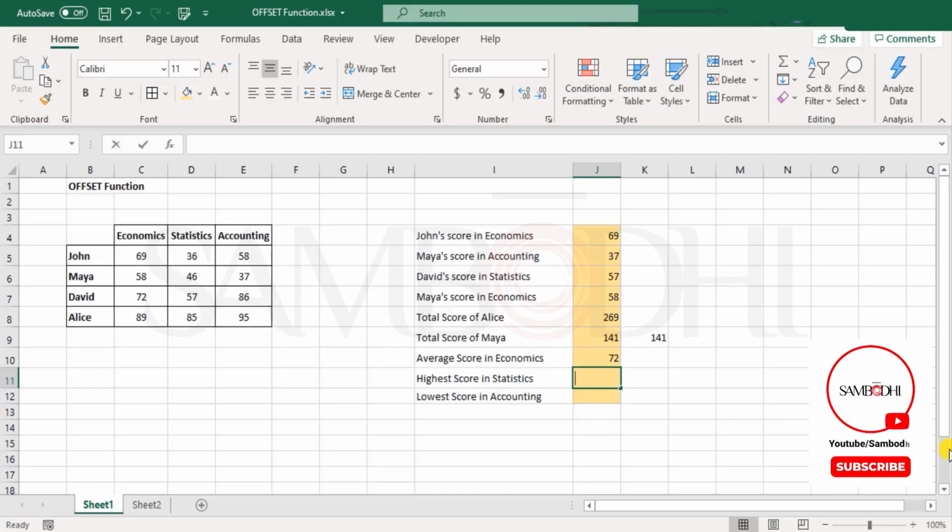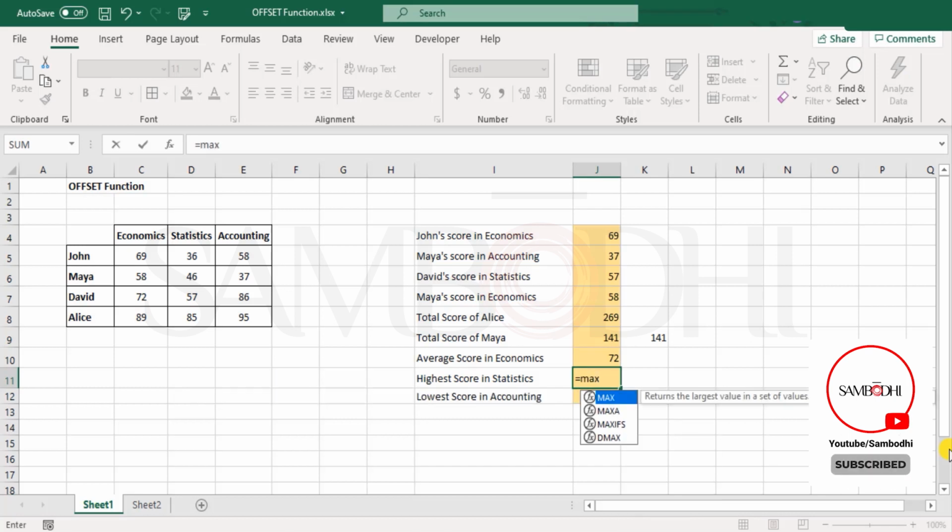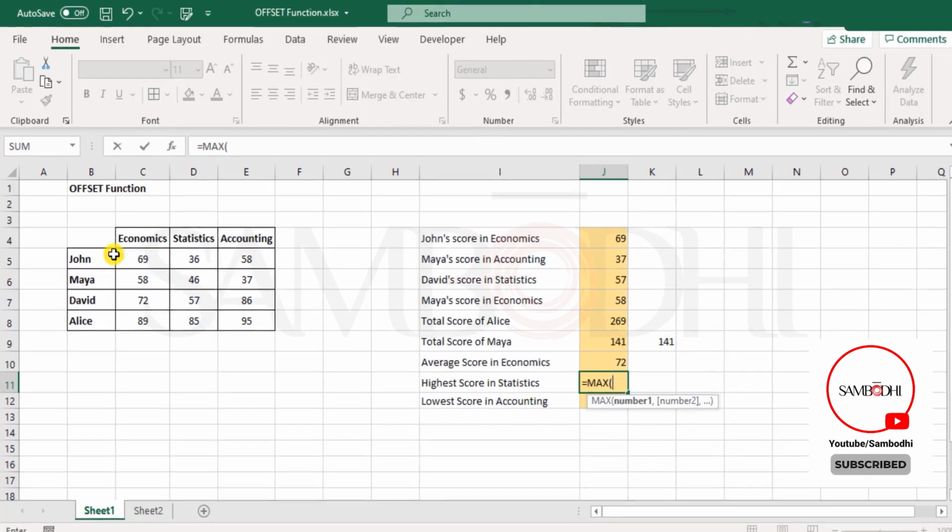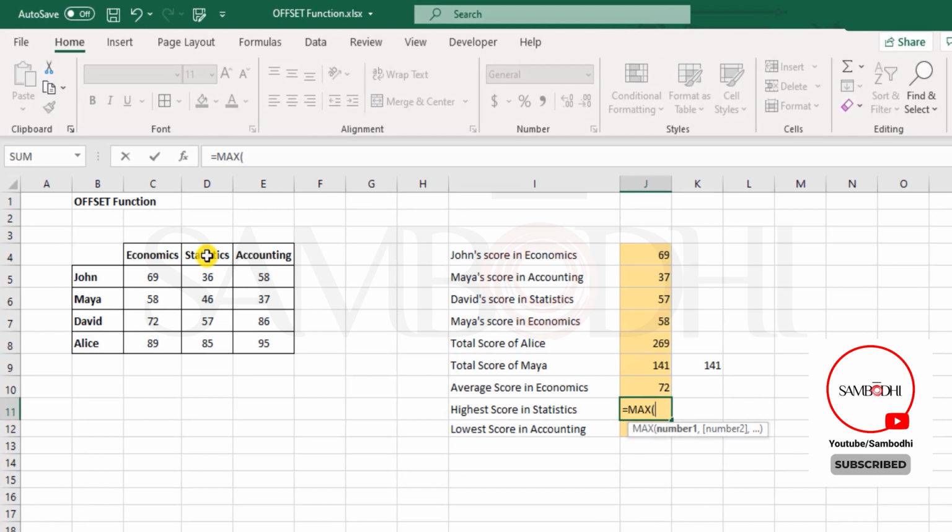Now let's try the highest. We have the max function, and I'll give this for statistics. I'll give this as a reference point. We can select any reference point, but I'm giving you different approaches of deriving your results. So this is also another approach.